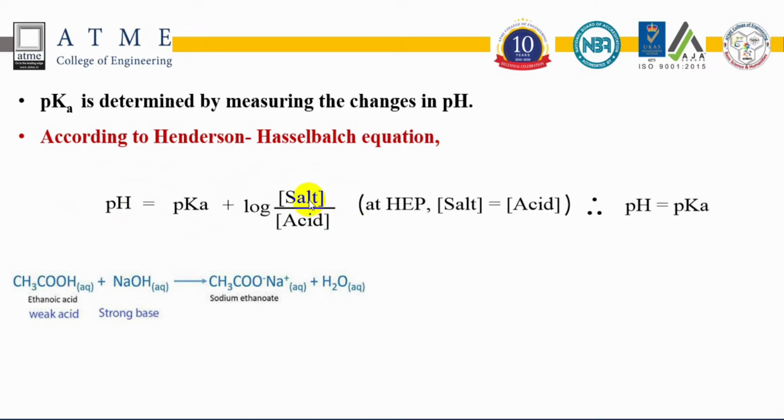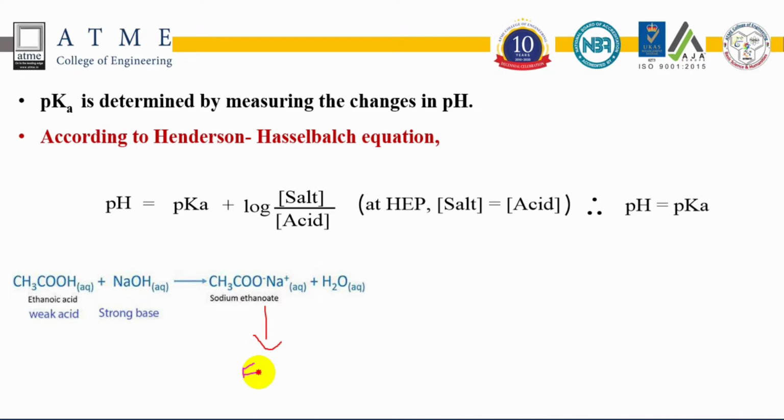If I say it, when salt is equal to acid, what is salt? The product is equal to the reactant. Salt is equal to acid. pH will be equal to pKa, right? At half equivalence point. Equivalence point says when completely the acid is neutralized, when completely the salt is formed, we call it as equivalence point. So that will be the equivalence point, EP.